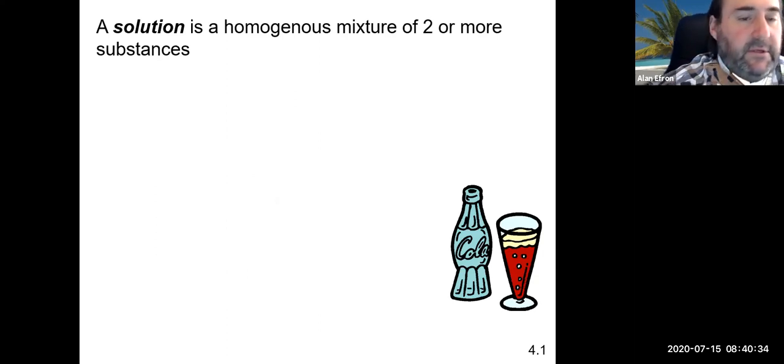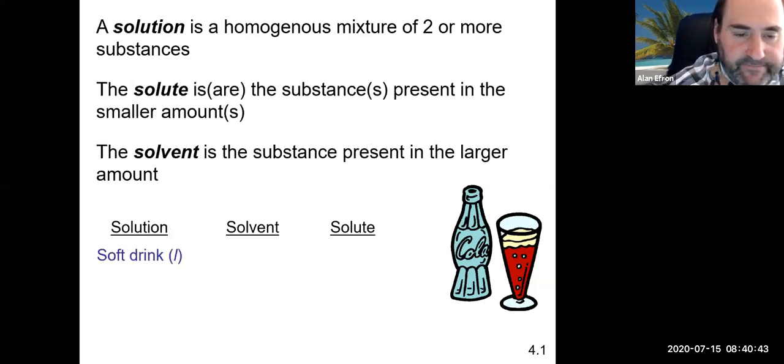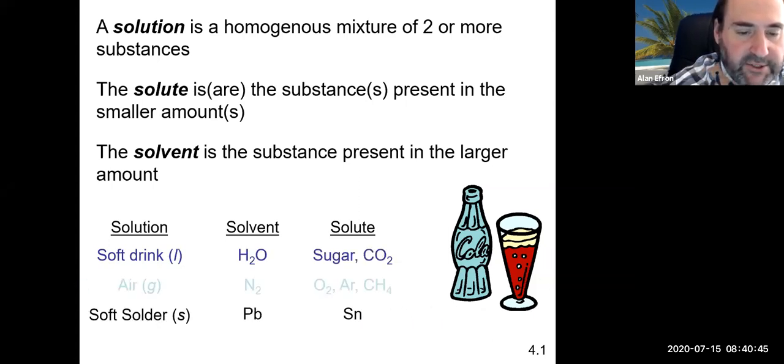All right, so let's talk a little bit about a solution. And a solution really is a homogeneous mixture. And if you remember, a homogeneous mixture is something that when you mix it, it looks the same throughout. And there's really two parts to a solution. There's the solute, which is the smaller part of the solution. And there's a larger part, which is the solvent.